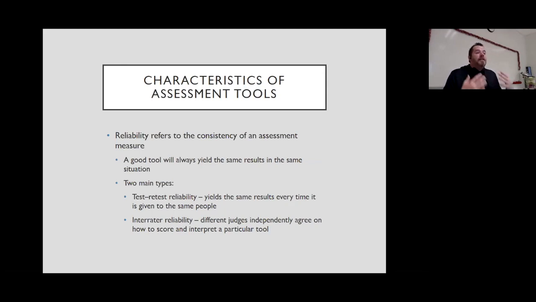Different judges have to independently agree on how to score and interpret a particular tool or a particular aspect of what's going on. Let's say on an initial assessment we have a 7-point Likert scale, where 7 is the person appears to be very happy, their affect is bright, and 1 is suicidal ideation. For 2, 3, 4, 5, and 6, we need a good understanding of what it means to get a 5 or a 6, so that my 5 and 6 looks like your 5 and 6.